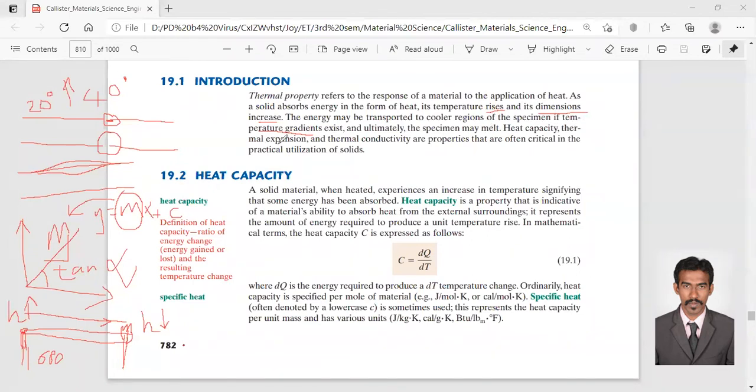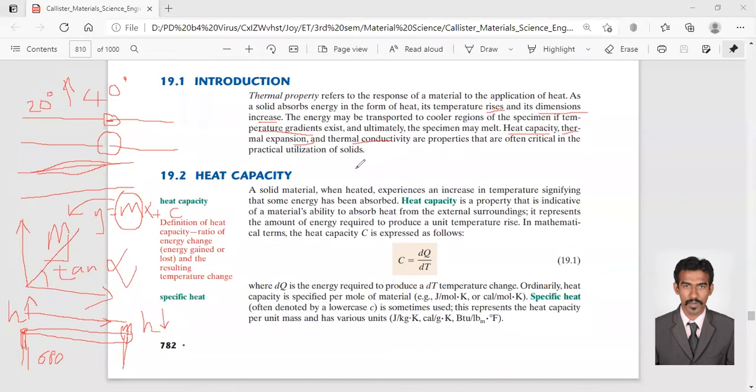Heat capacity, thermal expansion, and thermal conductivity are properties that are often critical in the practical utilization of solids. So these are termed as the thermal properties: heat capacity, thermal expansion, and thermal conductivity. So let's see one by one. What is heat capacity? What is thermal expansion? What is thermal conductivity? We'll see the headings one by one. So first one is the heat capacity, right?